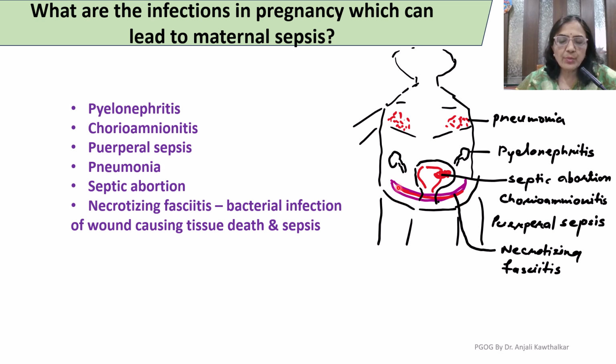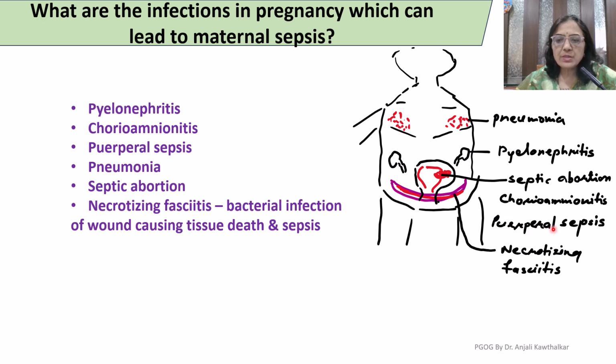It goes deeper and deeper. It burrows like that, necrotizing fasciitis, and the wound is usually pouring pus. And even if you try to clean it in the evening, again you will find that it is full of pus. So it is a very fast progressing type of skin infection, bacterial infection, especially over the wound. And I have seen it in one patient only, but that was a really frightening experience. So necrotizing fasciitis also can lead to maternal sepsis.